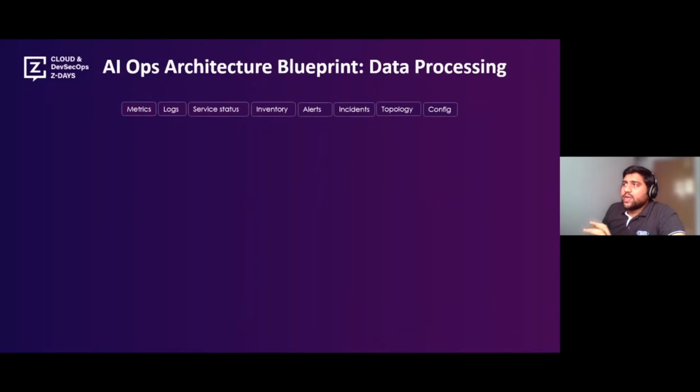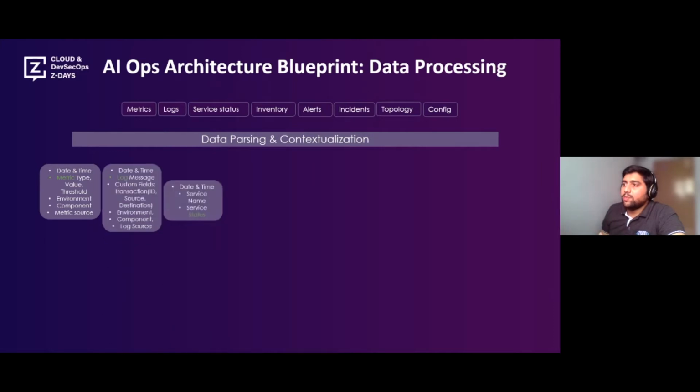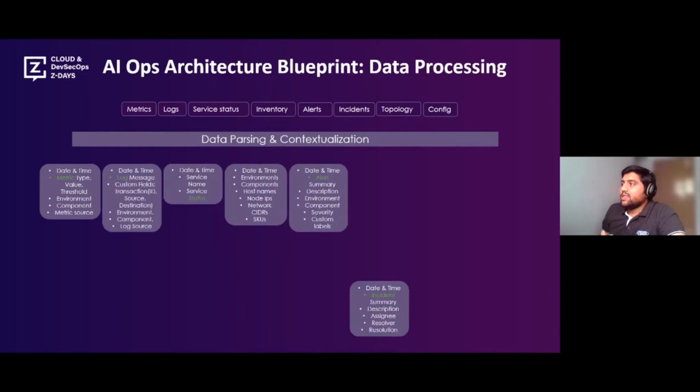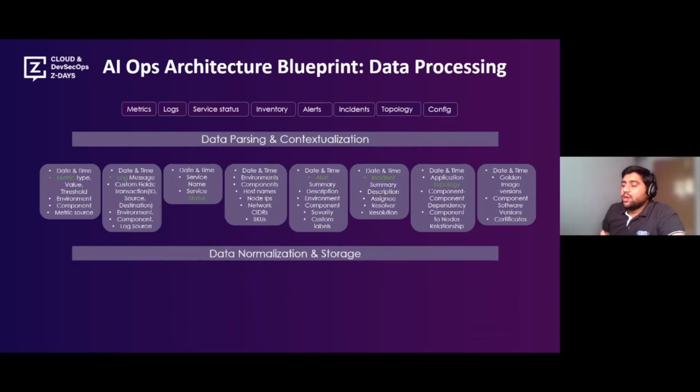In the data processing layer, we collect all these metrics, and the monitored data will be parsed and contextualized. Each and every piece of data will be parsed based on the kind of data. For metrics, certain key values will be parsed. For the logs, certain key values will be parsed. In a similar way, for the other kinds of data that we retrieve from the system, the respective key values will be parsed, and we store this data.